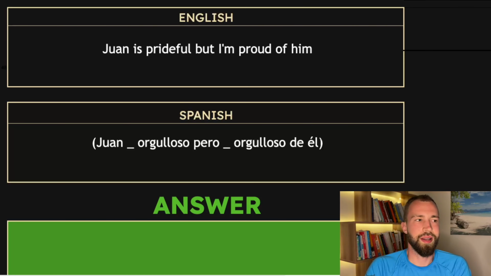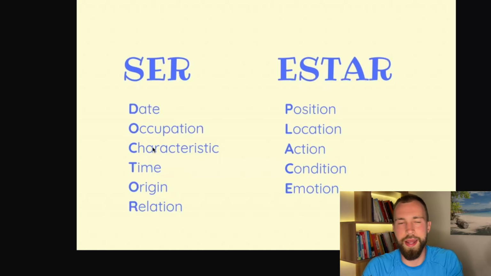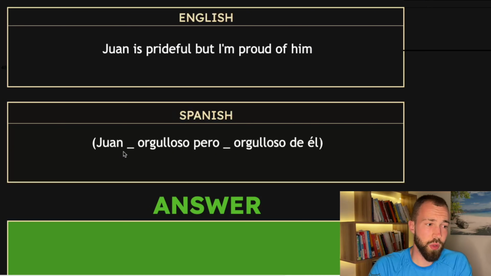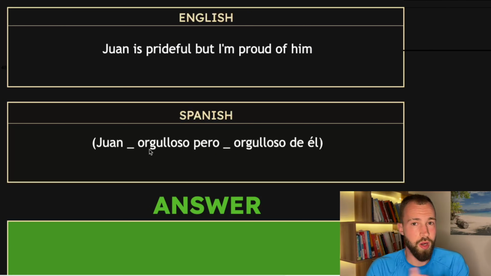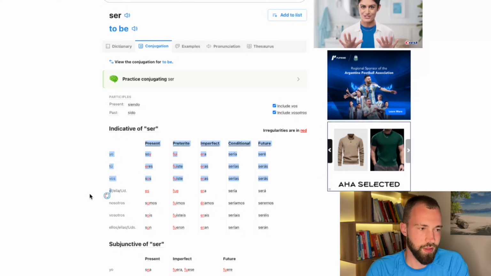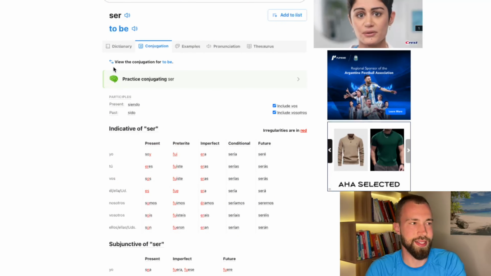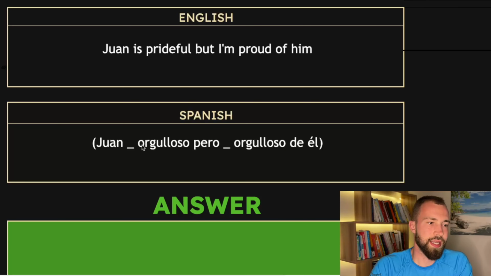So I like to think of, if it's to do with identity, it's ser, which isn't in this list, but a characteristic is like a part of your identity. So this one would be ser, and it's Juan. So how do we conjugate ser for Juan? We go back to the conjugations. Juan is he. He is. Él es. Juan is. Juan es orgulloso, pero, and now we're talking about I am proud of him.